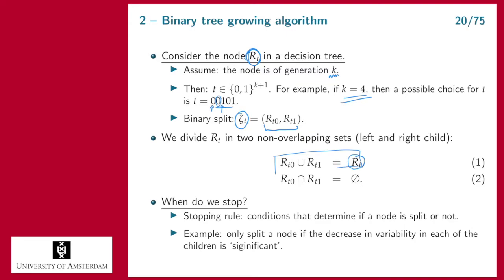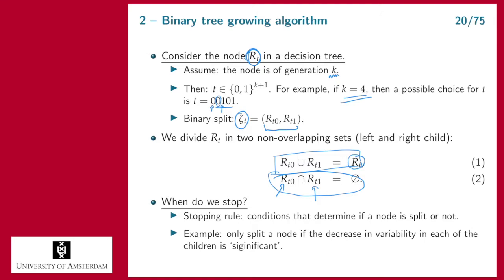And these two nodes together give us back RT. So the union should be RT, and it should be non-overlapping, meaning that any element in RT is either in the left child or in the right child. So now we have a way to split nodes. We start from the root node and we split the root node in two parts. We take one of the children, we split it again in two parts, and so on.